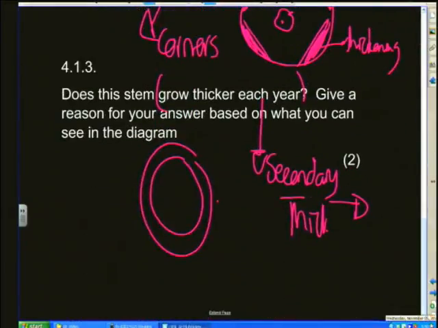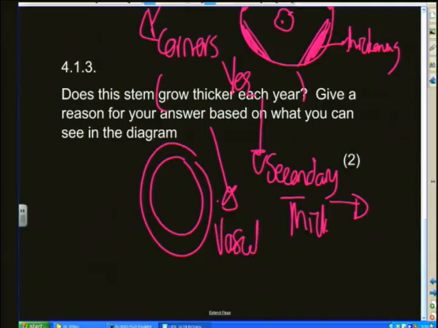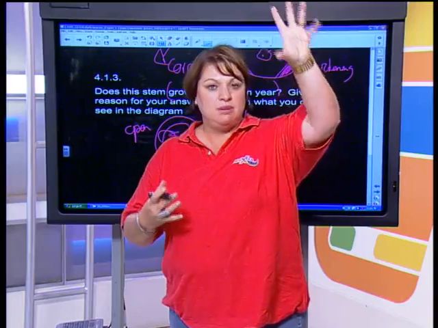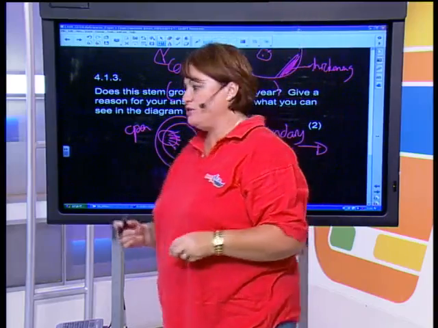So, does the stem grow thicker each year? Yes. Give a reason for your answer. You can see the vascular bundles are in a circle, and also they are open. My vascular bundles are open. What does that mean? The xylem is open, it can grow. There we're linking plant tissue growth and secondary thickening.